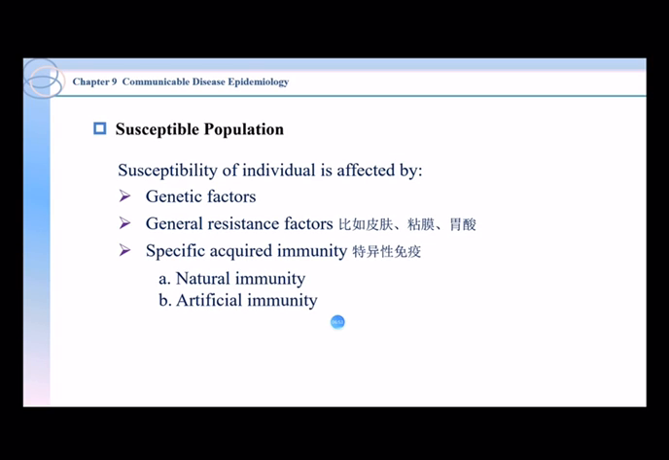Natural immunity means they might have already had the disease before and have already gained immunity, and artificial immunity most likely indicates the vaccine.